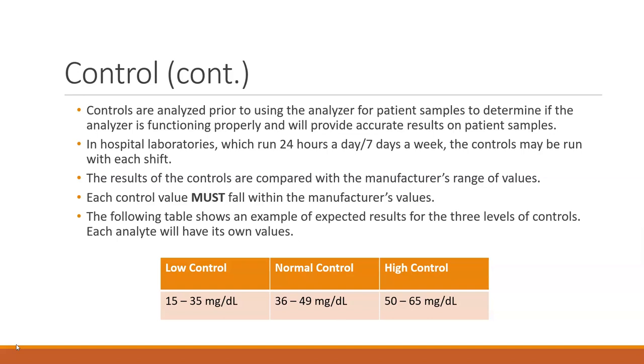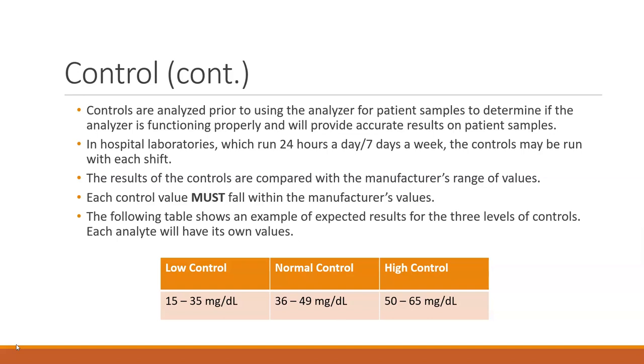The results of the controls are compared with the manufacturer's range of values, and each control value must fall within the manufacturer's values. They say, well, that low control, it says the bottom number is 15. I got 14. That's close enough. No, absolutely not. And fortunately, now that we have computers, these are also analyzed by the analyzer itself and will not allow you to proceed to patient sample testing until the controls are within range. And it's not that you run the control over and over and over and over. It's you follow the process.